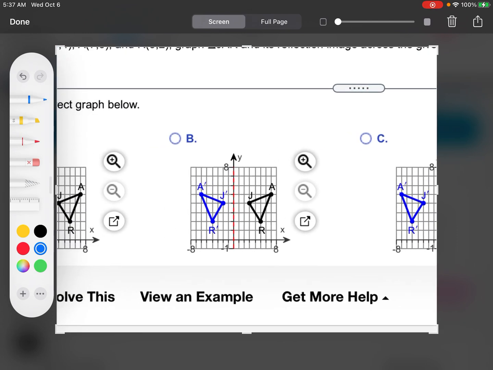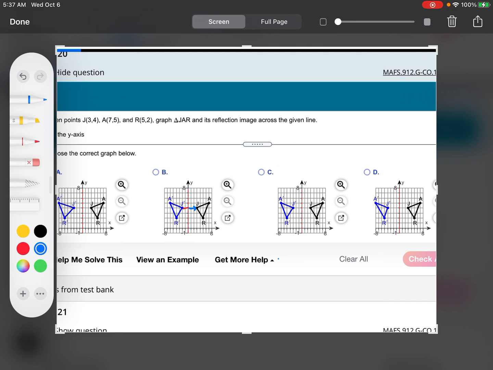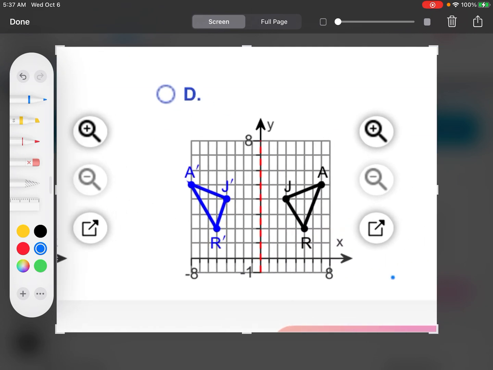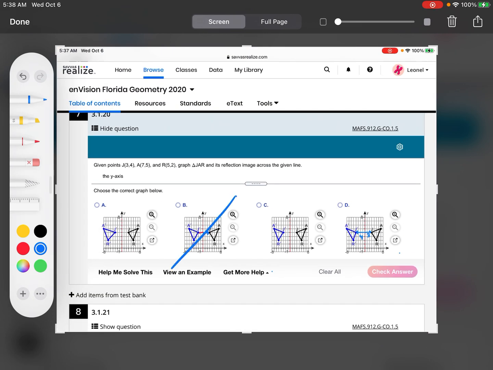So if you look at B, there's only 2 units from J prime to the line of reflection. But on the other side, there's 3 units. They're supposed to be equidistant from the line of reflection. So that's not going to work. D shows J is only 3 units away, and then J prime is 1, 2, 3, 4 units away. So that's not going to work. Okay, so we can eliminate B and D.